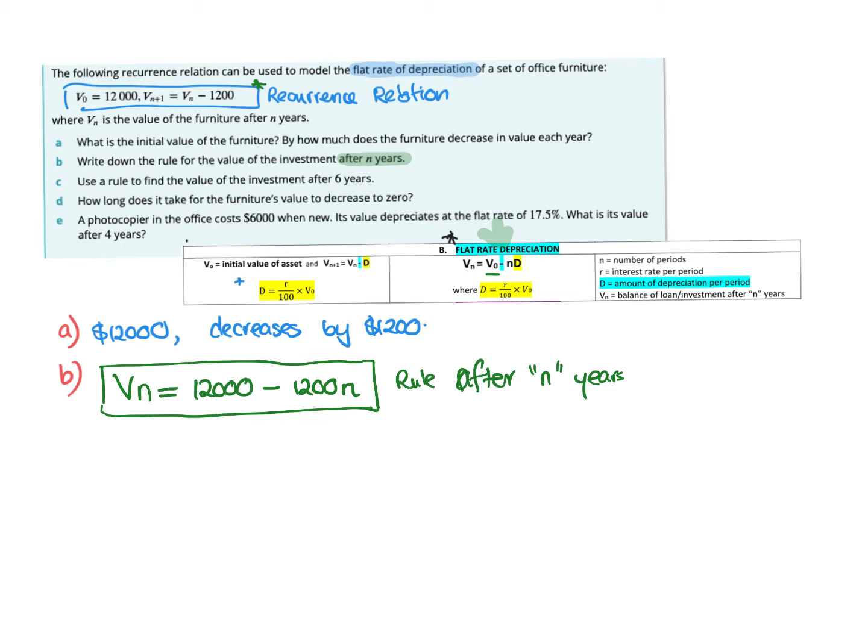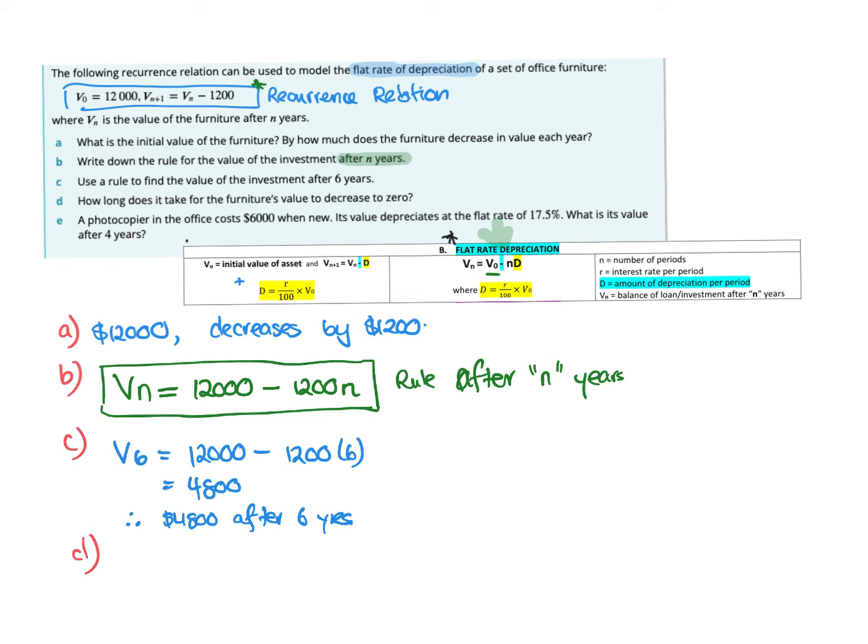All right, and then it says in C, use this rule to find the value after 6 years. So that really means you're finding V6. So you write out your nth term formula, and every time you see n, you put a 6. So then we can just do that in our case. So I've got the furniture equaling 4,800 after V6. So you might just write therefore it's 4,800 after 6 years.